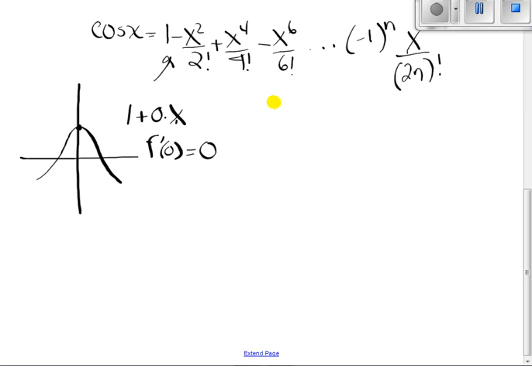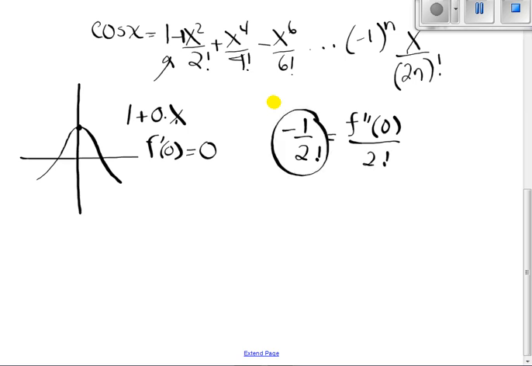Well, I know what it is. Okay, so I look at the second derivative, which is negative 1 over 2 factorial. That's equal to f double prime of 0 divided by 2 factorial. This is the coefficient, right? So what's f double prime of 0? Negative 1. The fourth derivative is 1 over 4 factorial. I think I said that right. So anyway, this is negative.